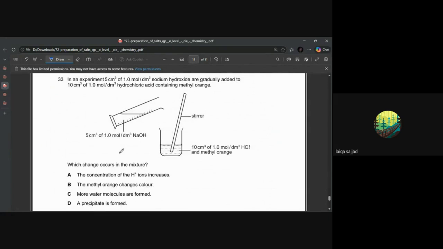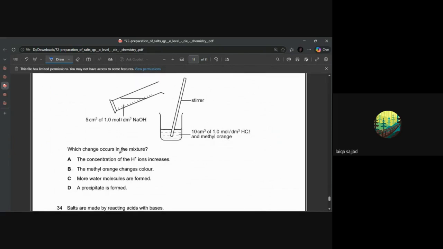In an experiment, 5 cm³ of 1 mol/dm³ sodium hydroxide is gradually added to 10 cm³ of 1 mol/dm³ hydrochloric acid containing methyl orange. Which change occurs in the mixture? The concentration of the H plus ions increases, the methyl orange color changes, more water molecules are formed, or a precipitate is formed. What would be the change? More water molecules are formed. Very good, excellent. This is a neutralization reaction, so more water molecules will be formed.